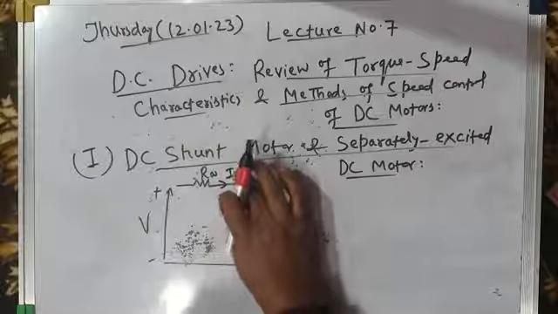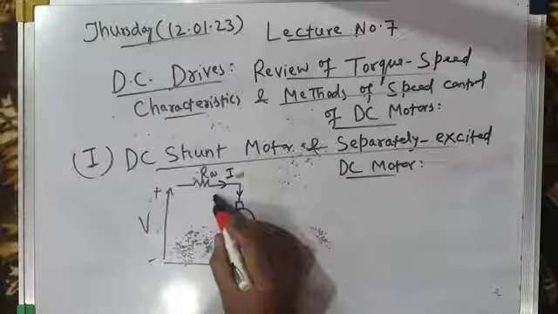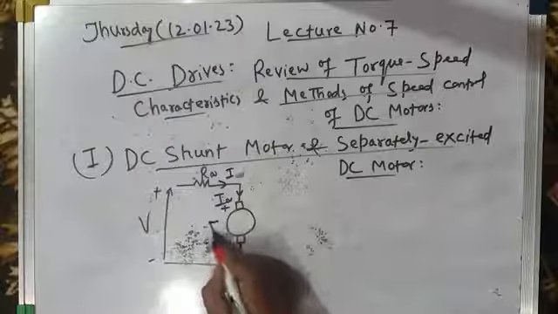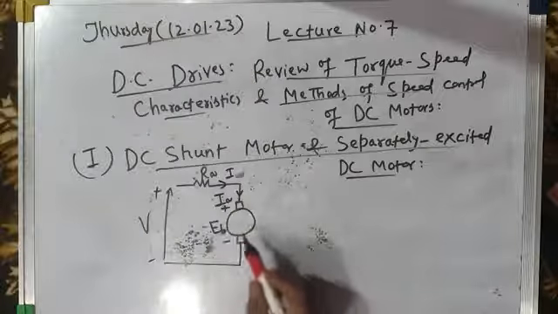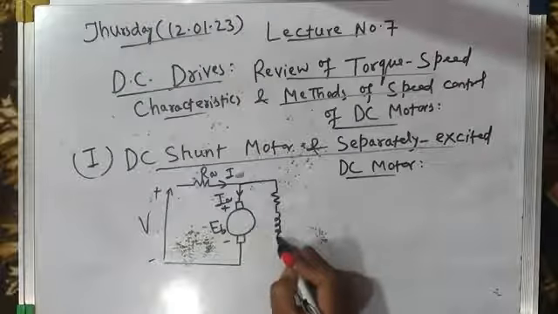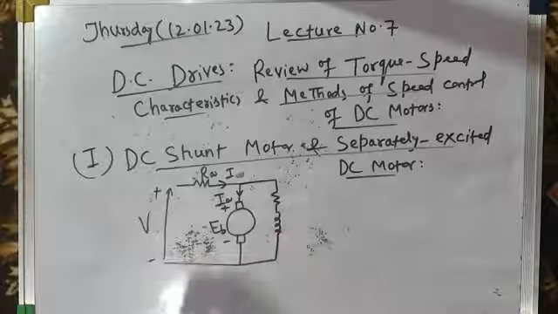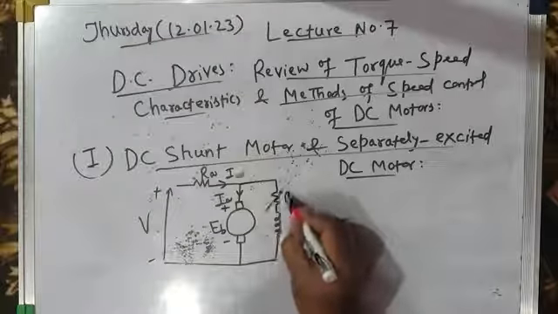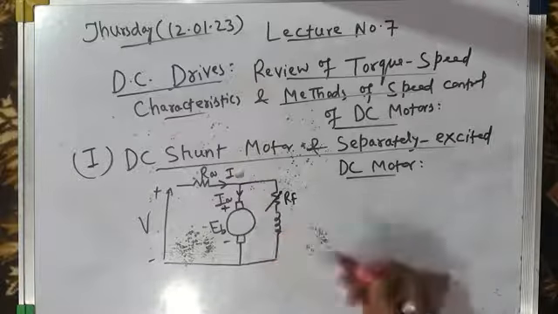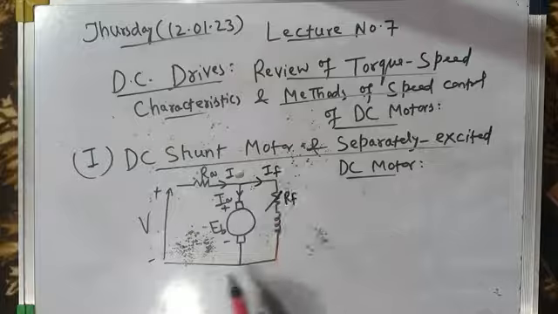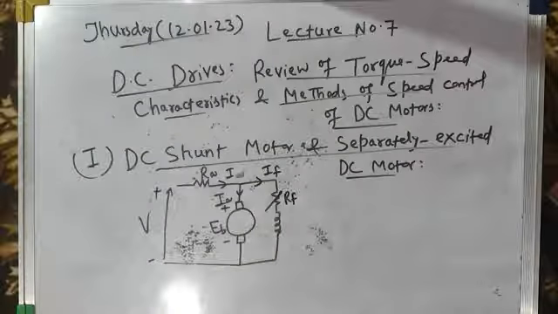The total current flowing is I, out of which the current flowing in the armature circuit is Ia. The back EMF developed by the motor is Eb, and this is the field winding. Since this is the shunt motor, the field winding is connected in shunt, or across the armature. This is the field winding resistance plus maybe some external resistance RF, and this is the field current IF. So this is the equivalent circuit diagram of a DC shunt motor.